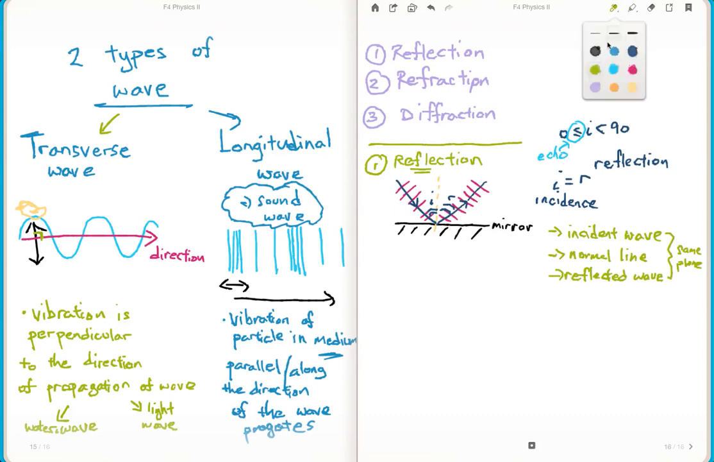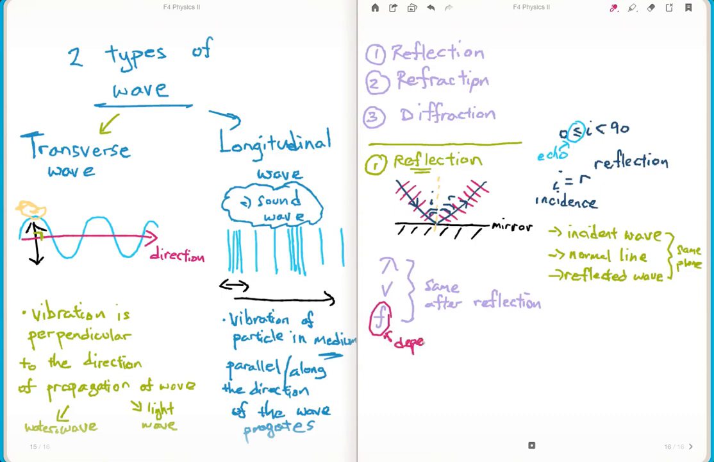And previously we learned velocity, wavelength, and frequency, right? So what happened? The wavelength after reflection, the velocity, and also the frequency, they are all the same after reflection. Ideally, there's no loss of energy. Frequency, to be particular, depends on the source. Unless you change the source frequency, then the reflected wave will have changed. Otherwise, the frequency is supposed to be the same.